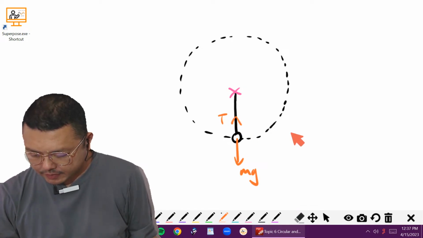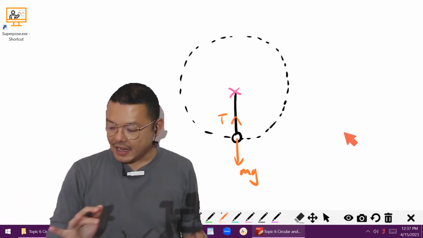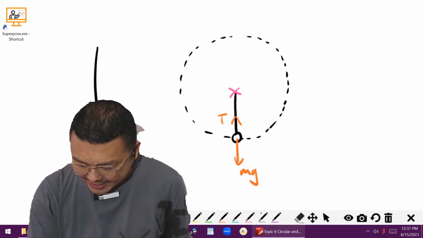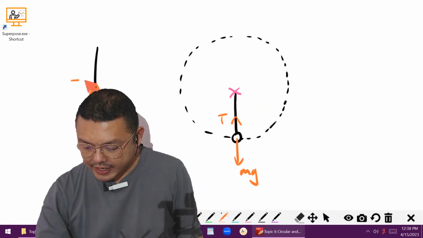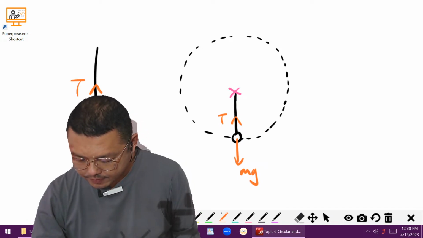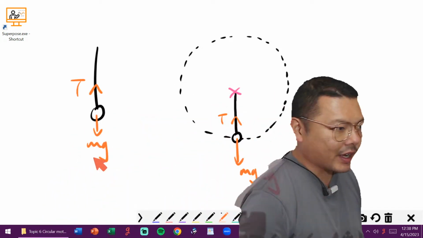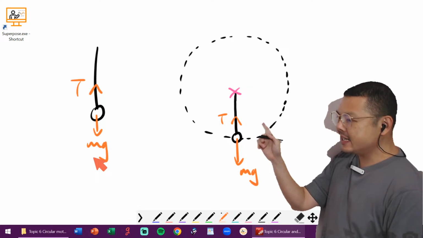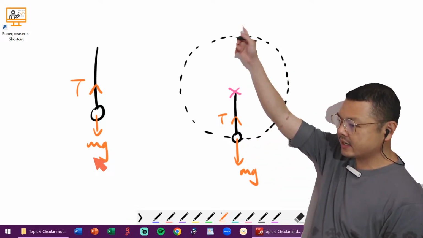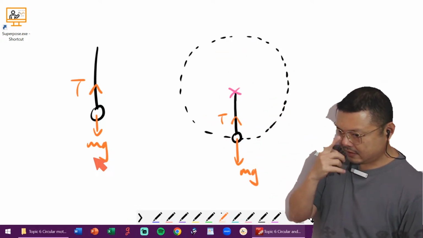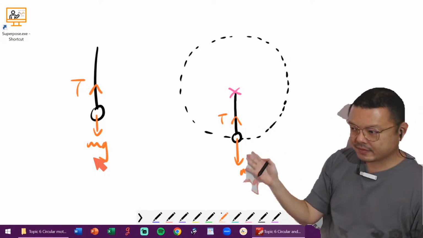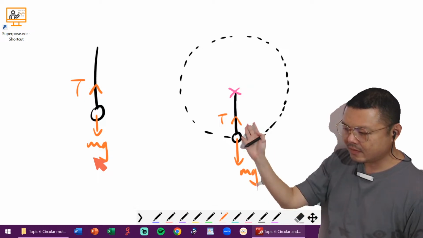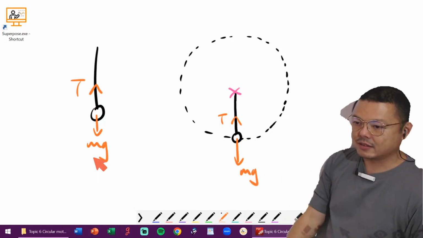Mg and tension. Now if this pendulum was hanging like that, if the pendulum was hanging and not moving, can I get you all to agree that tension equals mg? Can, right? Now that this pendulum is going around in a circle, can you tell me what's the deal with the tension and the mg? Are they the same? Why not? You don't know.